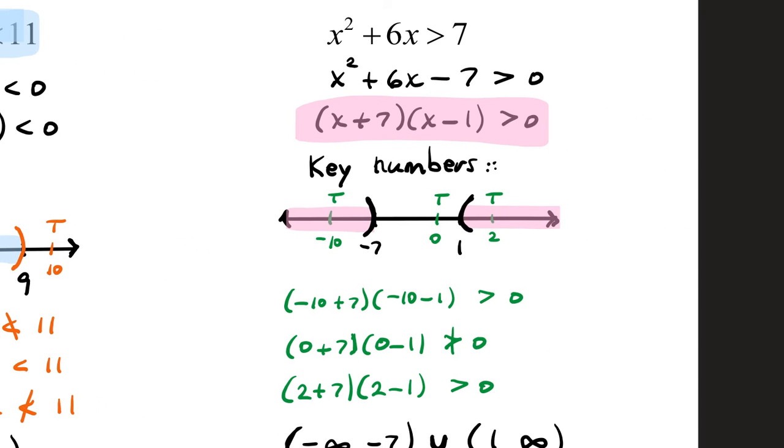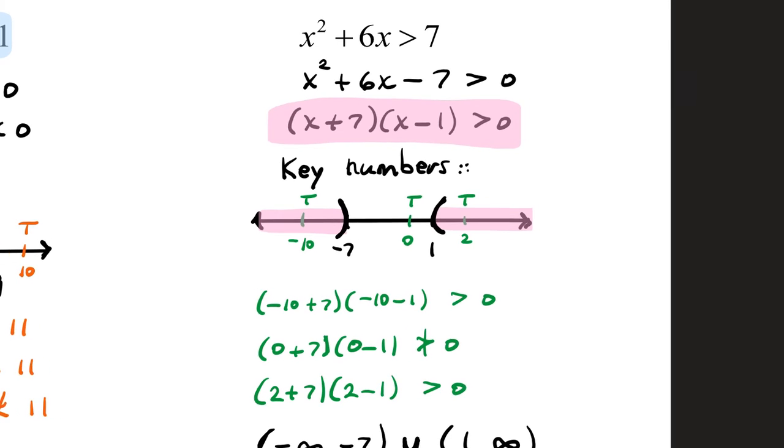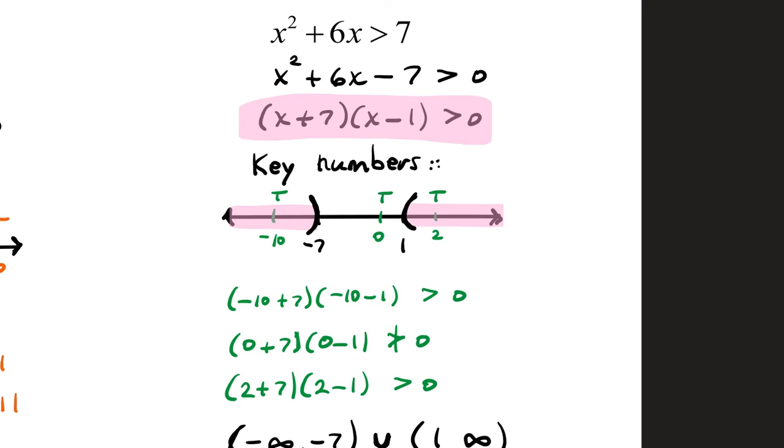In our next example, we have x squared plus 6x greater than 7. Subtract 7 from both sides, and that gives us the inequality x squared plus 6x minus 7 greater than 0. Factoring, we factor with an x plus 7 and an x minus 1. 7 plus negative 1 is 6. 7 times negative 1 is negative 7. So this is correctly factored.